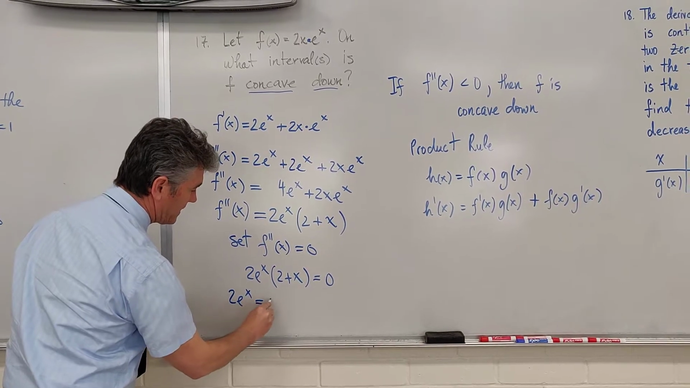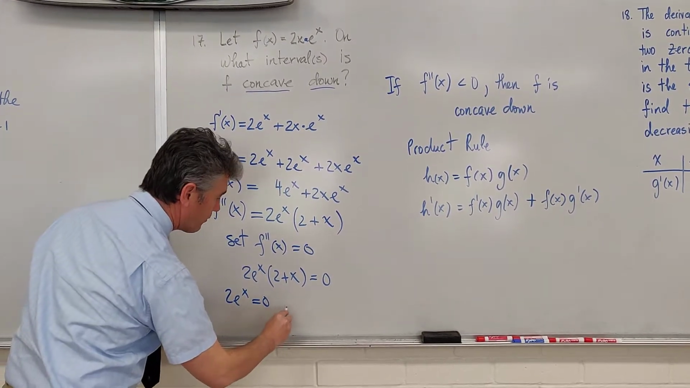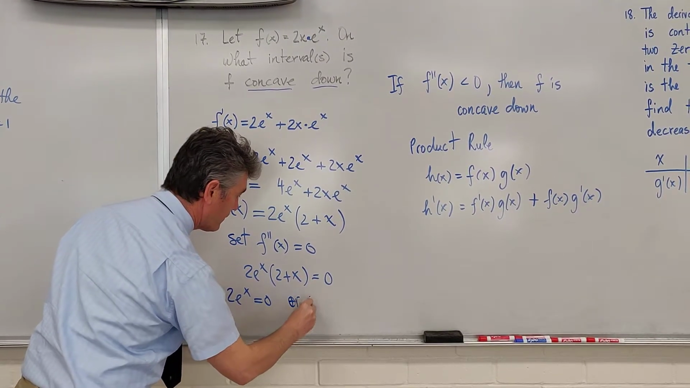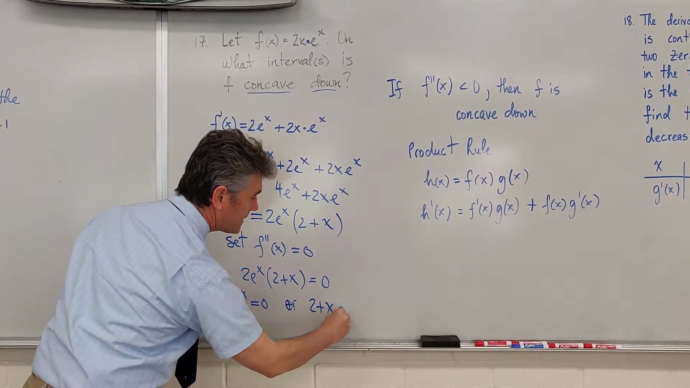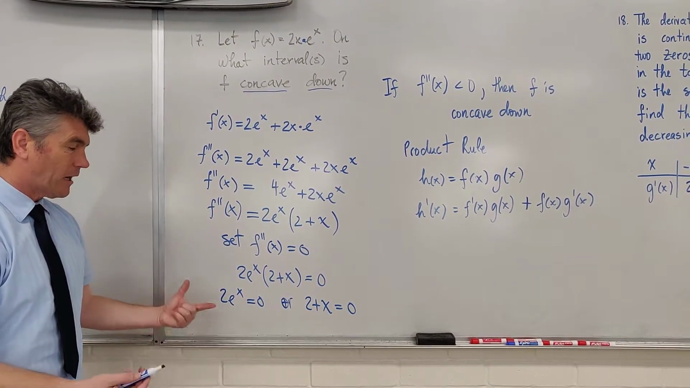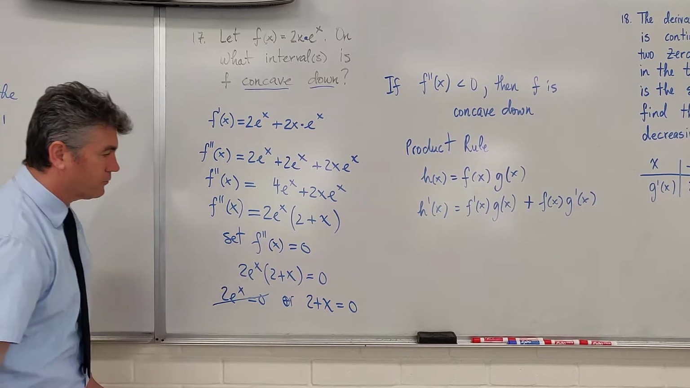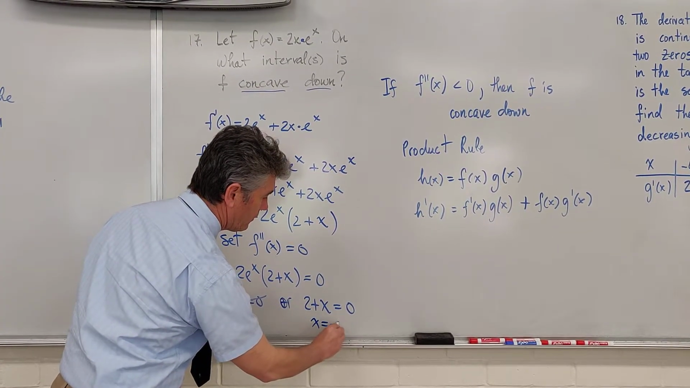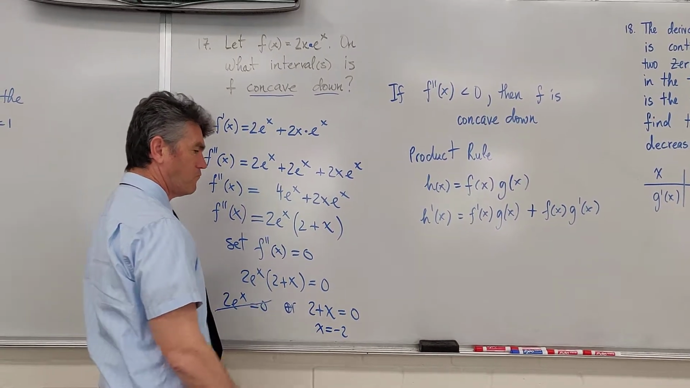We're going to use the zero product property. So 2e to the x equals 0, or 2 plus x is equal to 0. Like I said, 2e to the x is always positive, so it can't be equal to 0. Well, here we get that x is equal to negative 2.